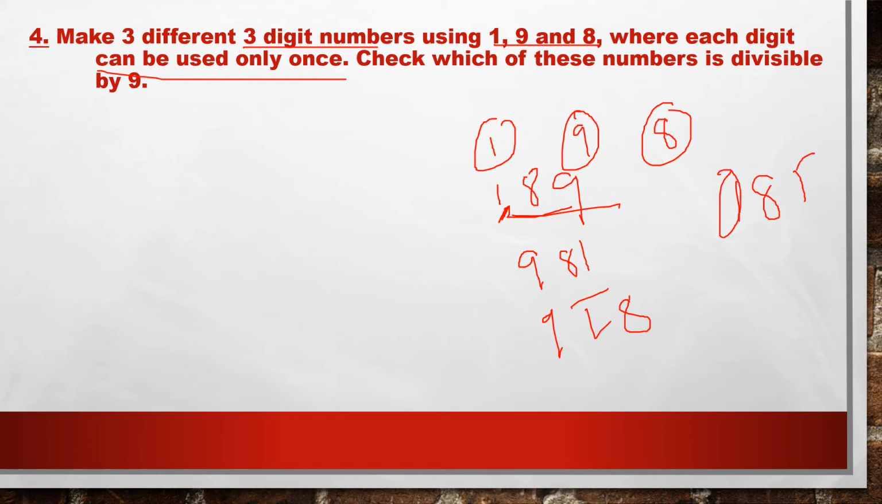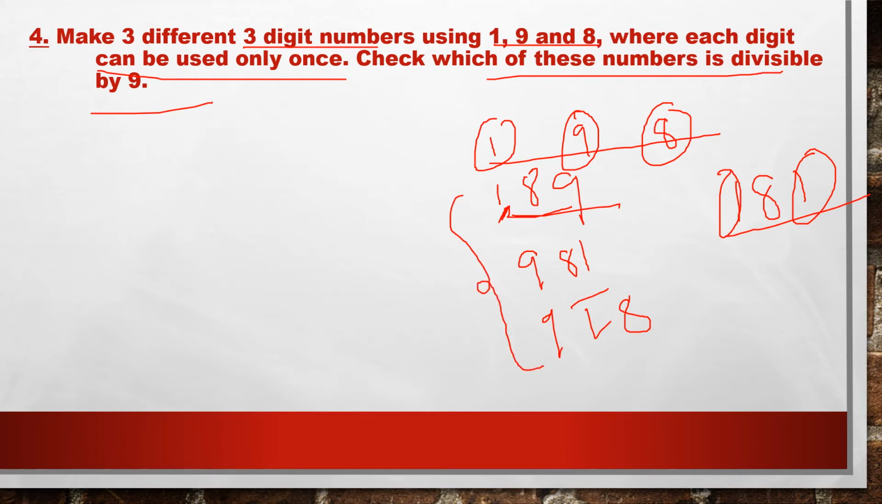You should not use it like this. You should use these three digits and make a 3-digit number. Check which of these numbers is divisible by 9. After writing these three numbers, you should check whether they are divisible by 9.